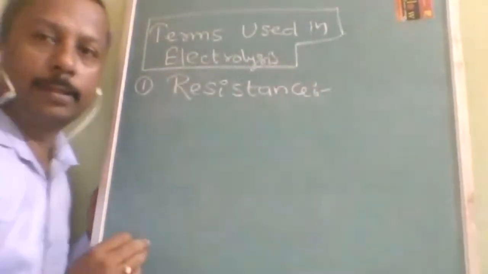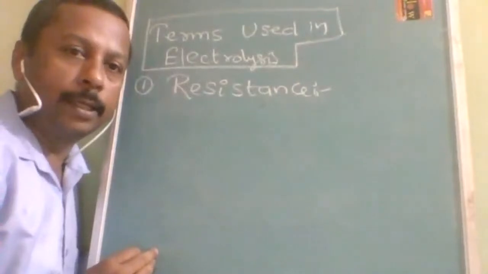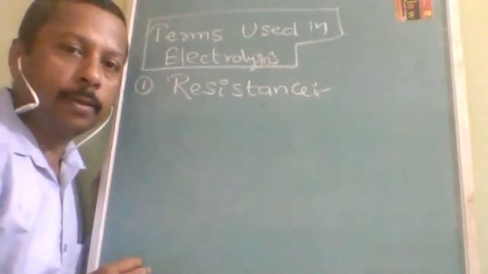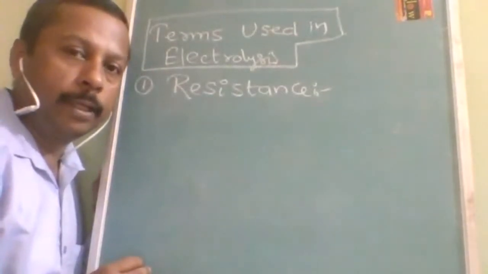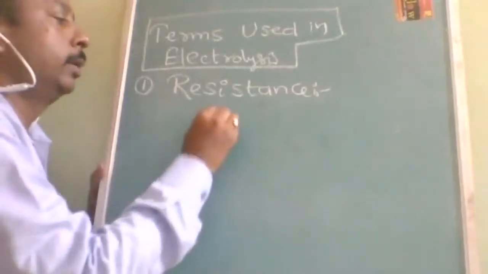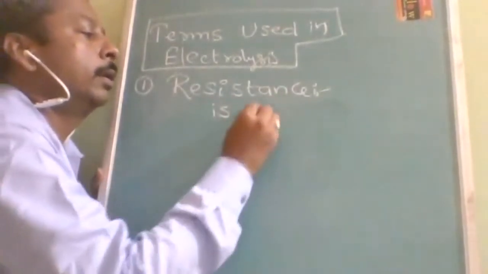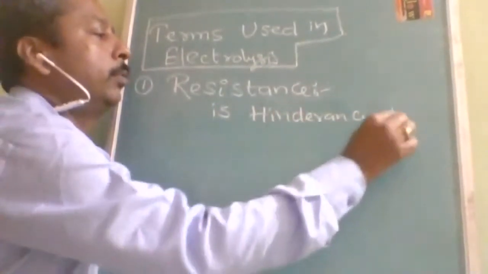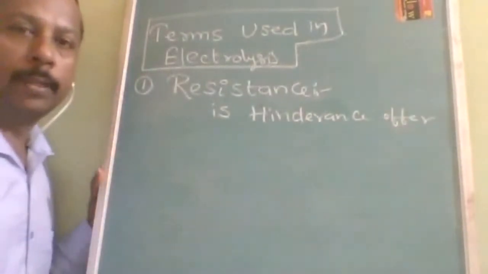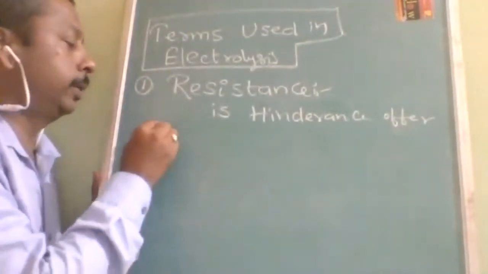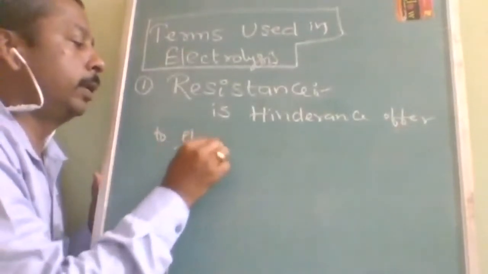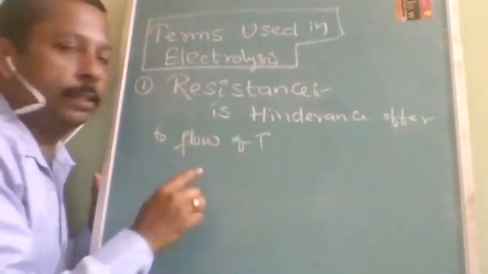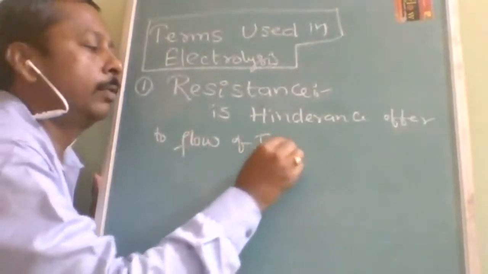Here the resistance is something different from what you normally study in other subjects and chapters. Normally, resistance is hindrance offered. Up to that, everybody knows. But here in this chapter, it changes. Normally it is the hindrance offered to the flow of electrons, and here it is the flow of ions.